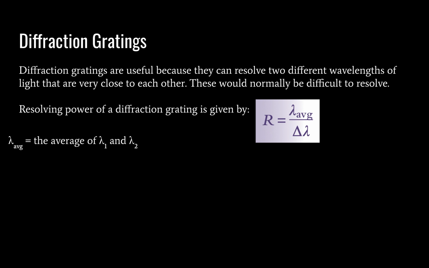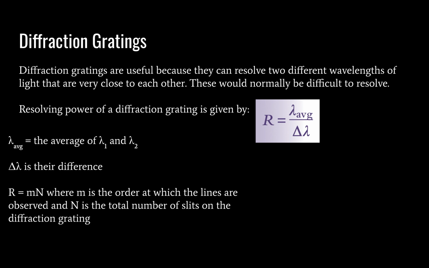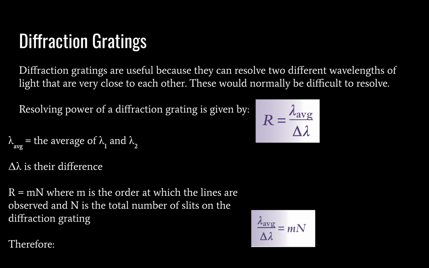So average wavelength is just going to be the average of wavelength 1 and wavelength 2. So the sum of those divided by 2. And delta wavelength is their difference, so the larger one minus the smaller one. So resolving power is equal also to m times n, where m is the order at which the lines are observed, and n is the total number of slits on the diffraction grating. So therefore, if R is equal to the first thing and equal to the second thing, then those two things must be equal.